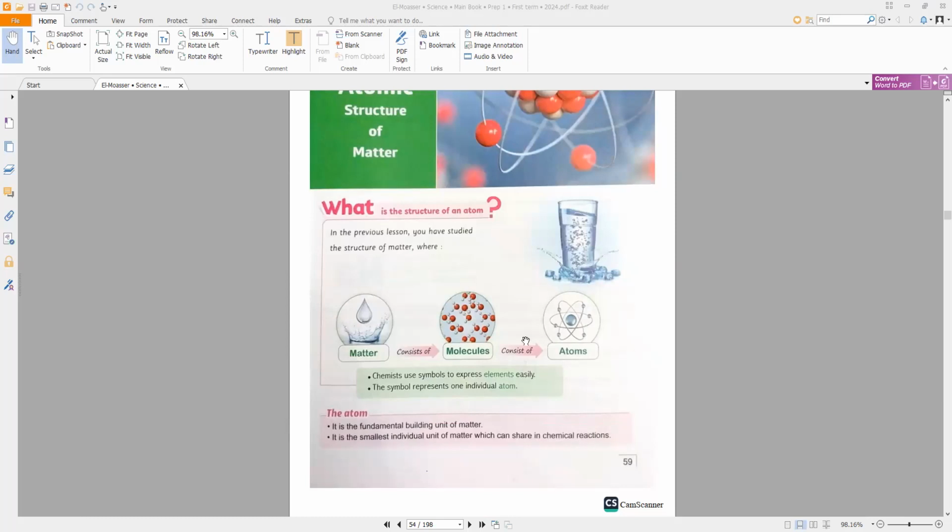So what is the difference between the molecule and the atom? The molecule can exist freely and has the same properties of the matter, but the atom can't exist freely. We can't find the atom individually, but the atom can share in chemical reactions. We deal with matter as atoms in chemical reactions. So what is the meaning of the atom? It is the fundamental building unit of matter, or the smallest individual unit of matter which can share in chemical reactions.